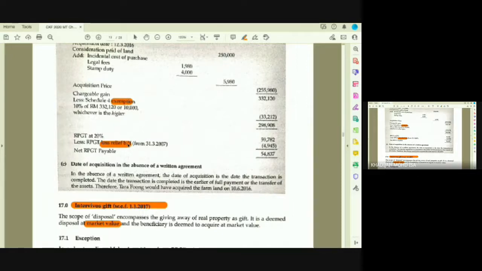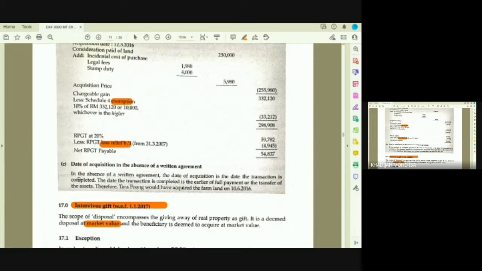Right? In an example, you can have allowable loss and loss relief. Allowable loss may be from 2012, but loss relief from 2007. So you have both, and in that case you put both in your computation.